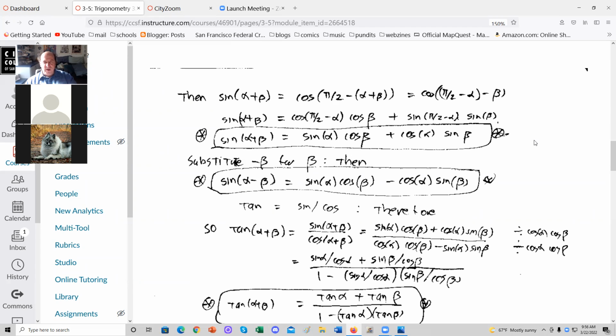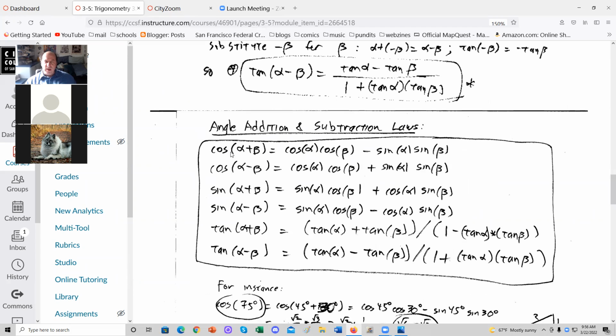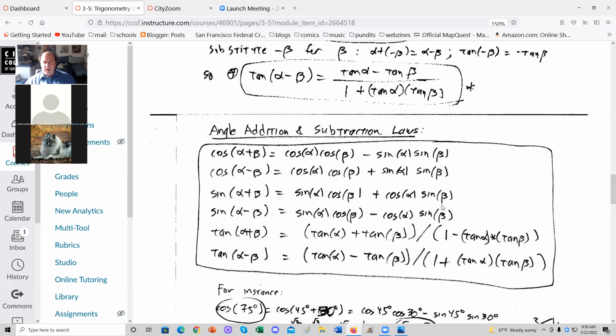Now we've already gotten a fair number of laws, so I'll summarize them here. Cosine of a sum is cosine cosine minus sine sine. Cosine of a difference is cos cos plus sine sine. Sine of a sum is sine cosine plus cosine sine. Sine of a difference is sine cosine minus cosine sine.